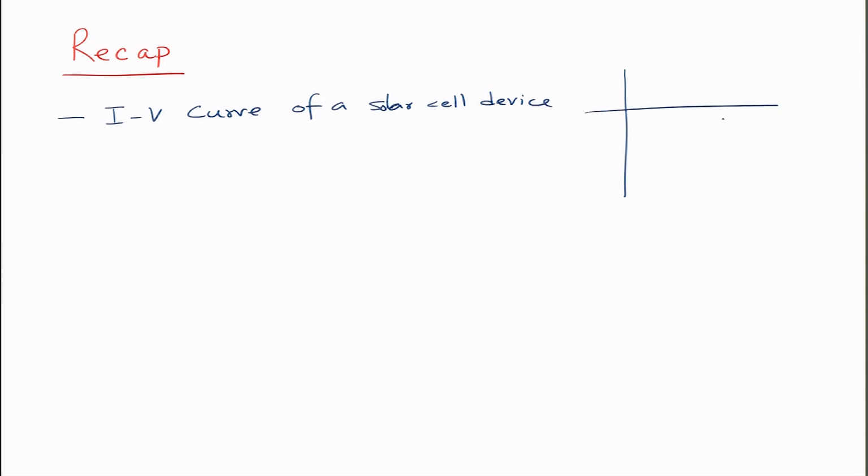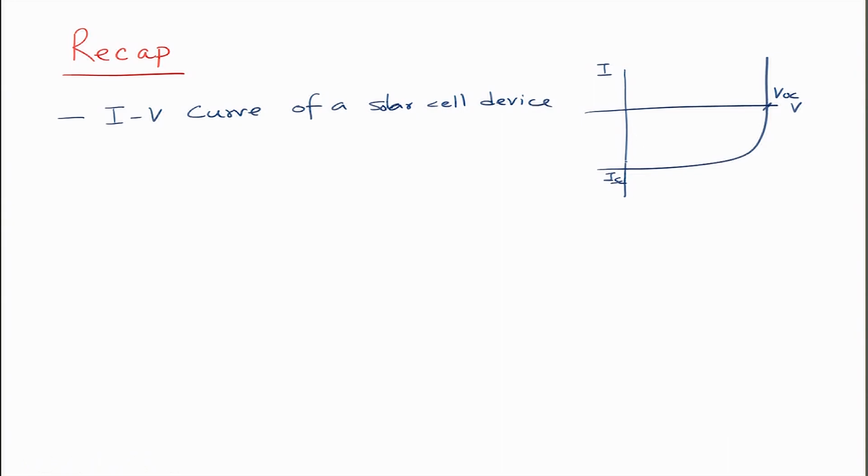What we saw in the last class was the IV curve of a solar cell device, which is typically a fourth quadrant curve. So, you get an IV curve like this. The important parameters are ISC, which is short circuit current, and VOC, which is the open circuit voltage at which the current is equal to 0, while ISC is the current at which voltage is equal to 0.